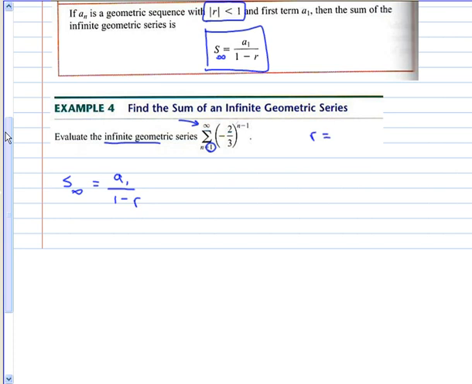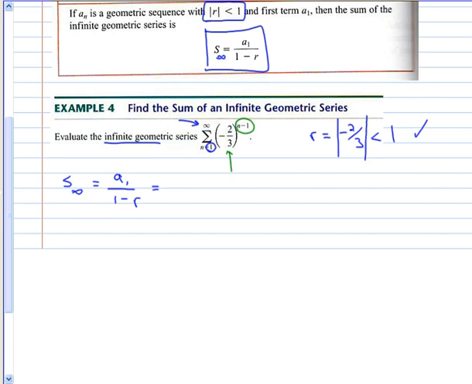What is the common ratio? Well, I can look at this formula and tell the common ratio. It's the thing that I keep raising to a higher and higher power. And so negative 2/3 is my common ratio. So the question is, is the absolute value of negative 2/3 less than 1? Yes. 2/3 is less than 1. So it fits. I can use my formula.